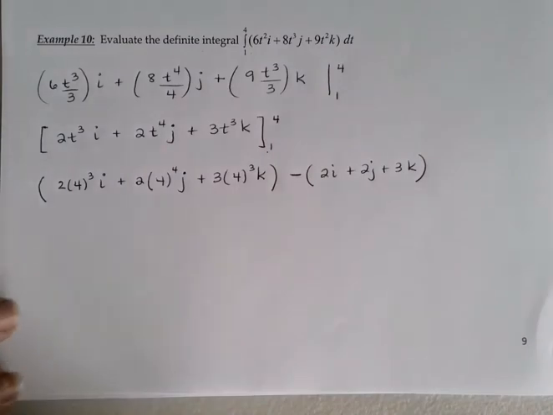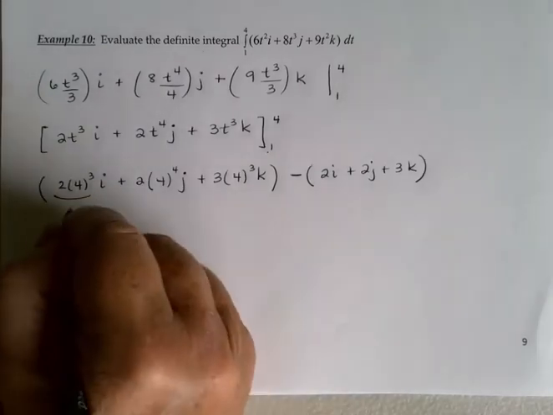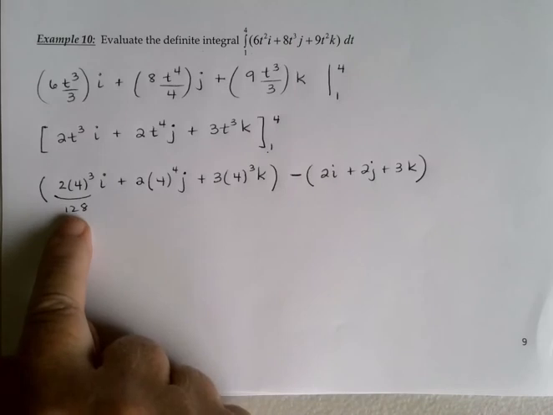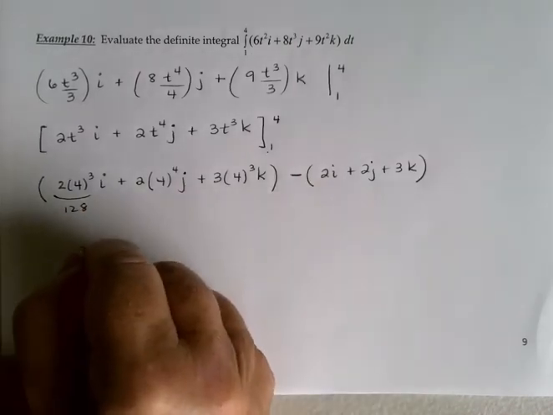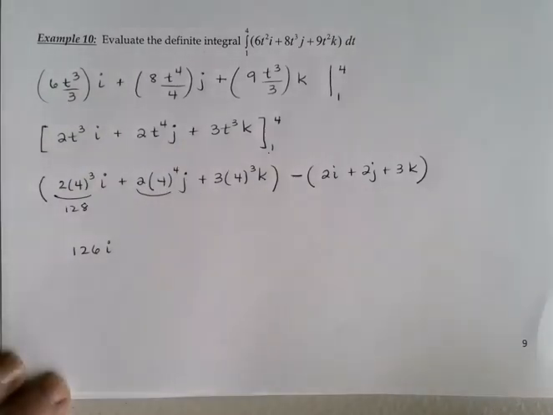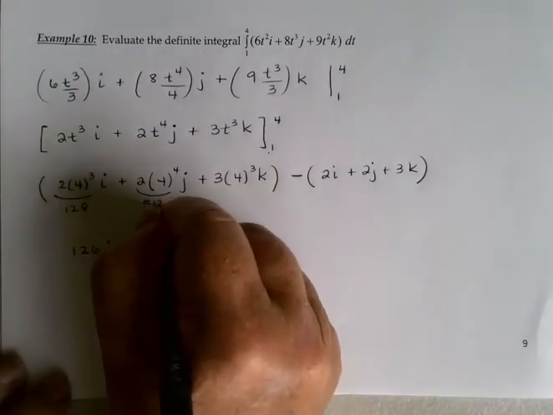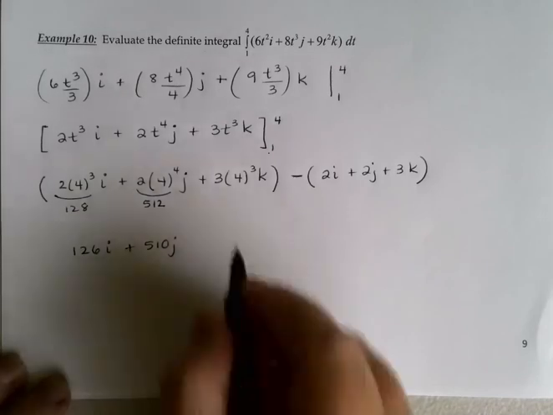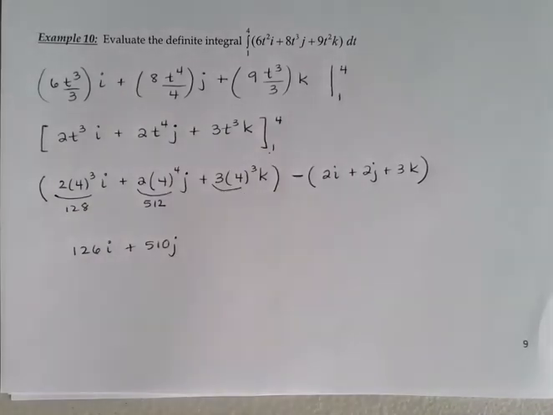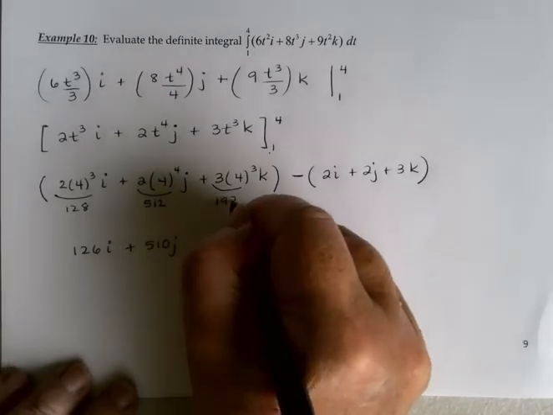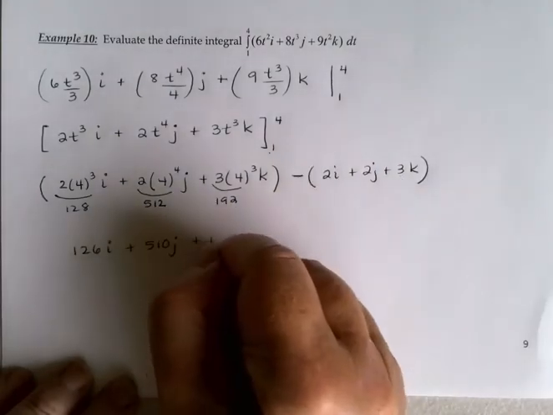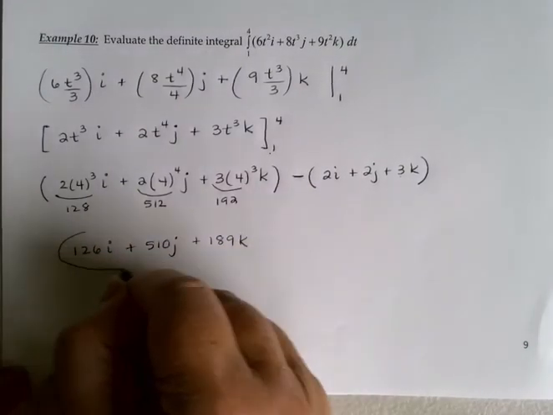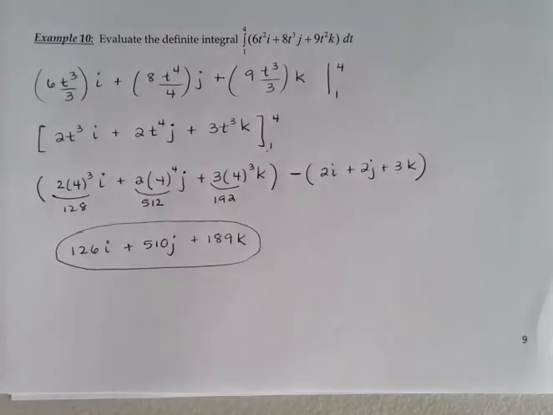And then there's nothing left to do other than a bit of arithmetic. Let's see, 2 times 64, that'd be 128. So 128 minus 2 is going to give me 126i. 2 times 256, that'd be 512. So 512 minus 2 gives me 510j. And 3 times 64, is that 192? Yeah, 192. Minus 3 is going to give me 189k. So definite integrals, again, work out very similar to what you're used to from Calc 1.